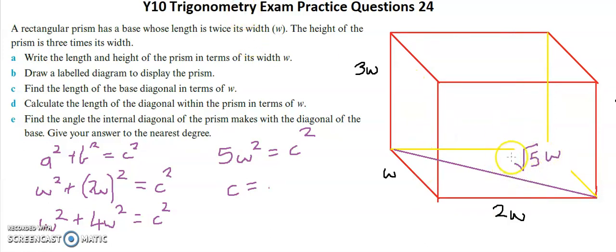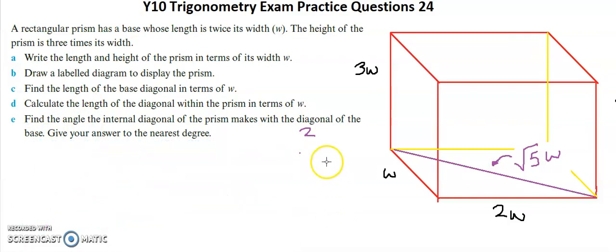So now we know this part here, we can then look at the next question. So I'll just make some extra space. So, now we've done that, let's look at D. It says calculate the length of the diagonal within the prism in terms of w. So that just means that we are going to need to use the measurements that we have, but I'm going to create another line, which is the diagonal from the top to the bottom.